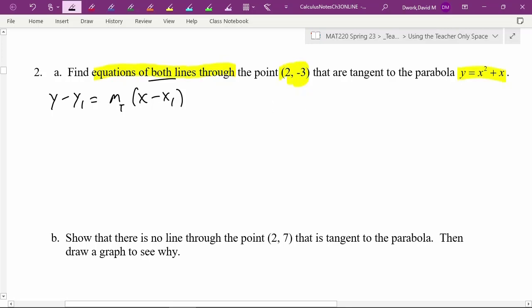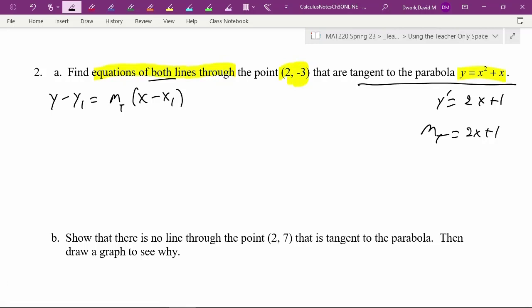Now, what are we supposed to be tangent to? Well, we're supposed to be tangent to this parabola. So therefore, by definition, we know the slope of the tangent line is the derivative. So that would be 2x plus 1. So whatever my slope of my tangent line is, it's going to come from this equation. I'm going to plug in the x value, and I'm going to get out the slope, right? The slope that I need for my equation, my line. And I'm expecting to have two slopes.